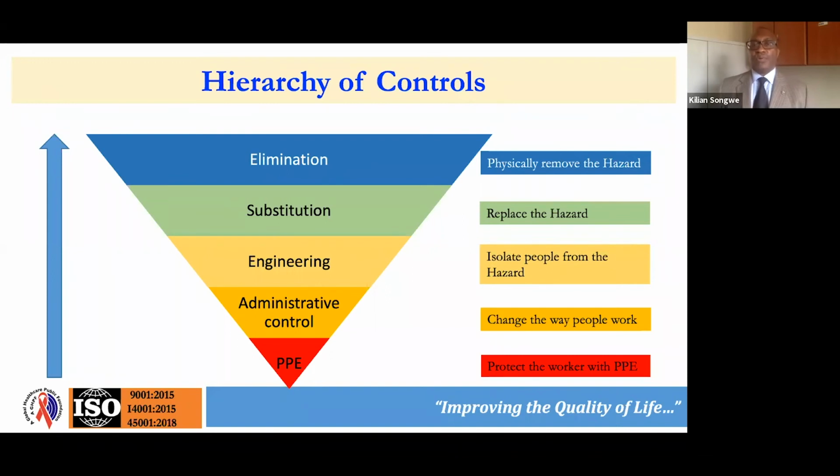And basically what you have here is you start from the bottom and you go to the top. You provide protective equipment for the staff, protect the workers with protective equipment. Then you could put in administrative controls, procedures, policies, change the way people work. Then you could come up with some kind of engineering, isolate people from the hazard.